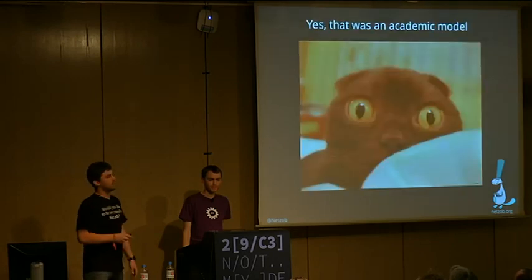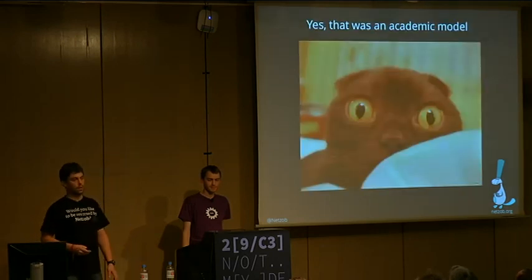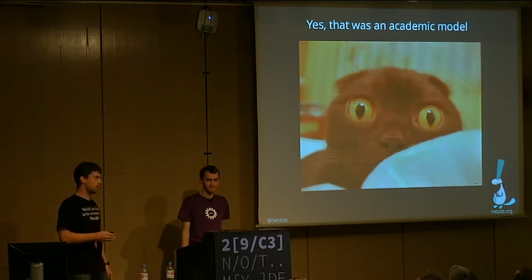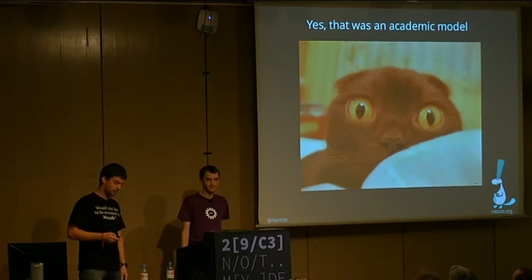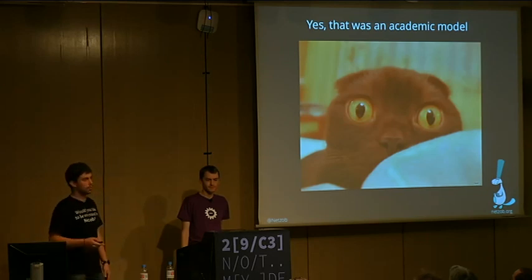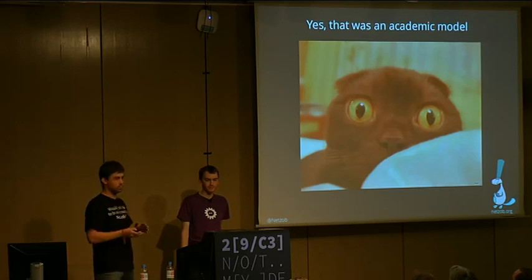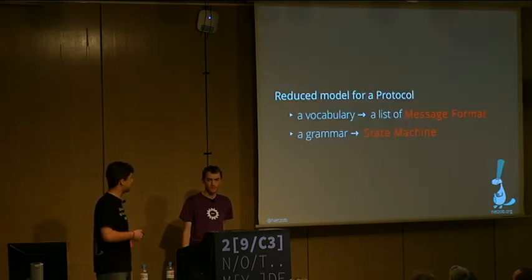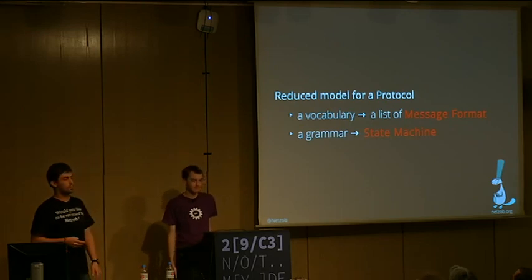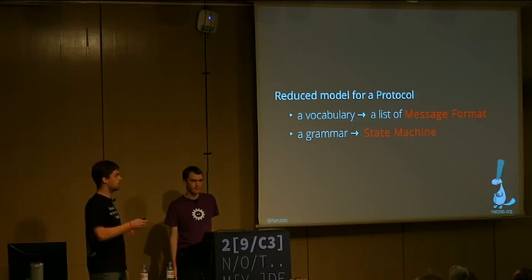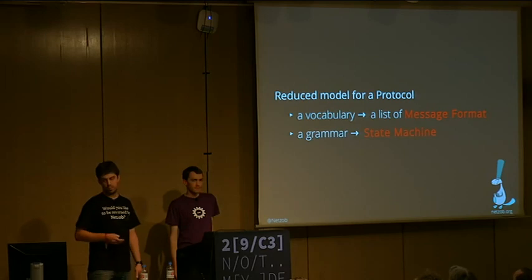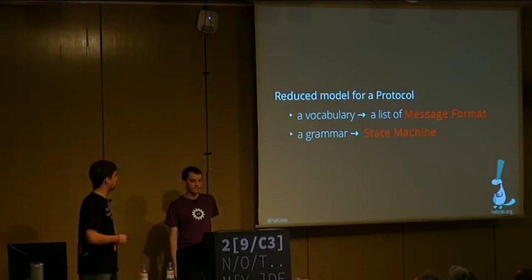For us, it's way too complicated to learn this model. We have too much data to learn, and it's quite impossible using an automatic approach. So we try to reduce this model to something that we can manage. We simplify the protocol model into 2 parts. The first is the vocabulary, the list of messages it contains, and the grammar, which we represent with a state machine. That's quite common.